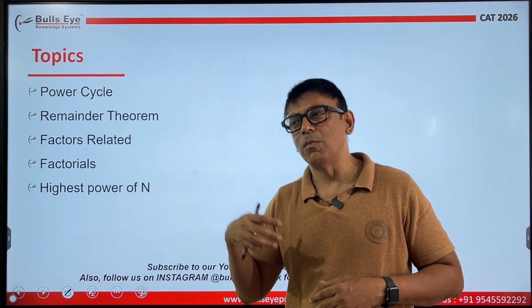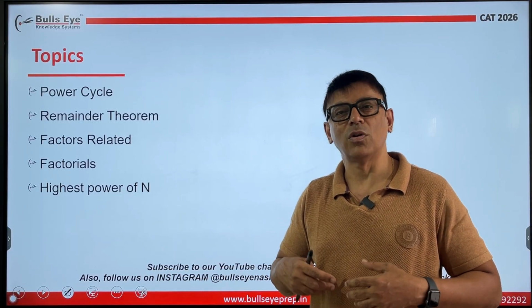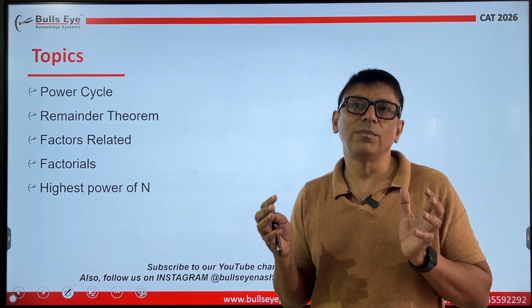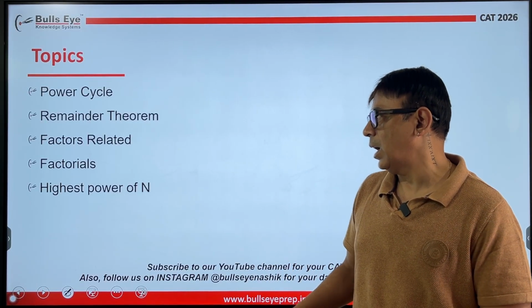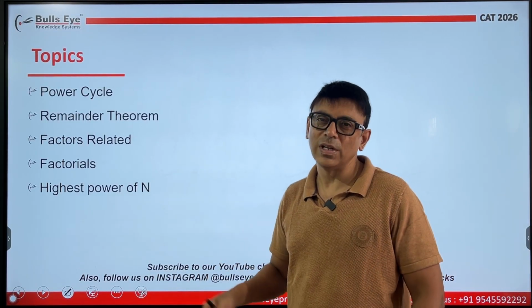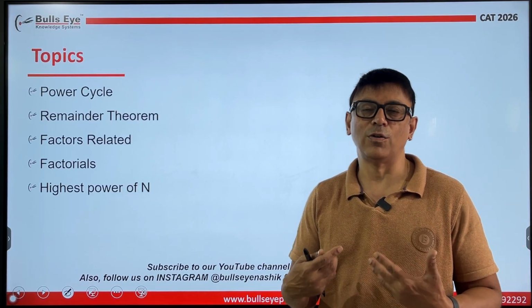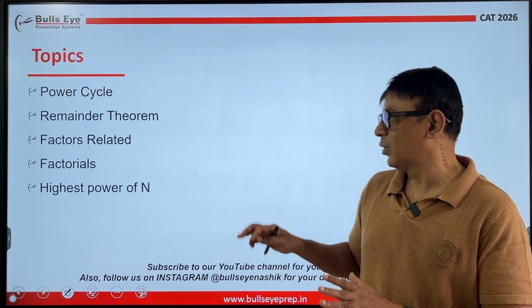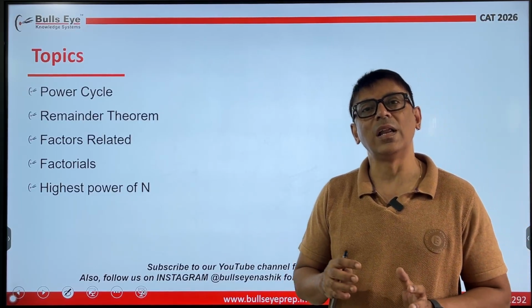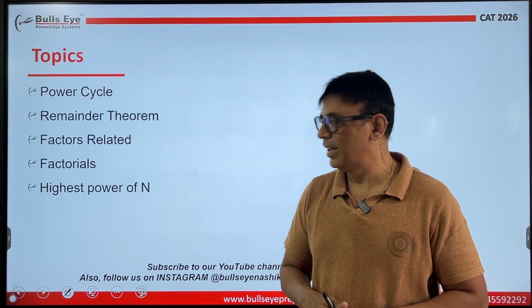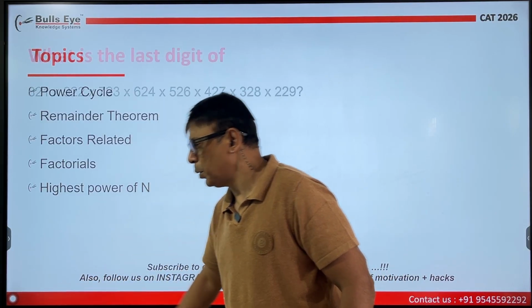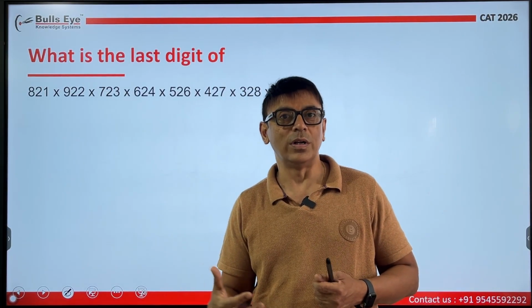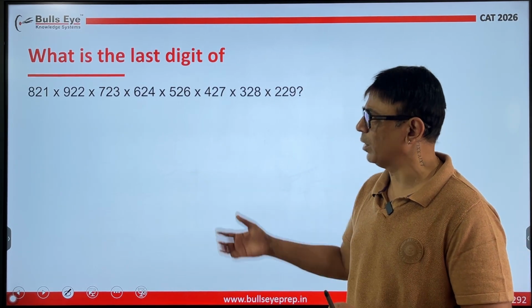Factorials related: the number of trailing zeros, the number of twos, the highest power of threes and all these things become a family of factorials. And the highest power of n is actually an extension to what I just said, factorials related, but it can also form a question without factorials. So this is what is included in advanced numbers or modern maths. Let's see one by one. We're going to do this with some questions so that the theory becomes easy to understand and retain in memory. Here's one question.